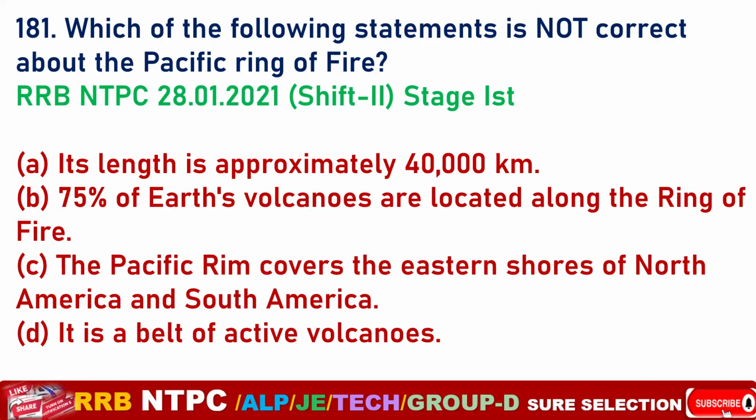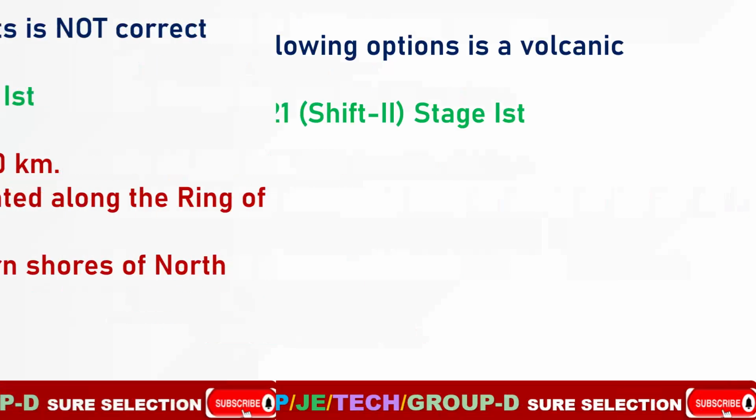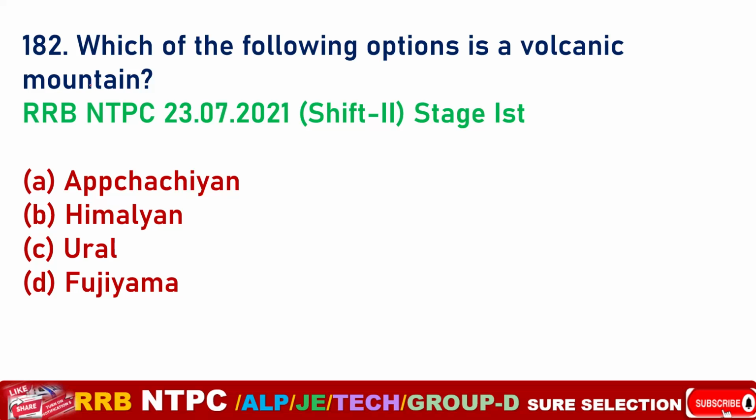Which of the following statements is not correct about the Pacific Ring of Fire? Not correct. So this is a wrong statement, and all others are correct. Which of the following options is a volcanic mountain? Fujiyama is the volcanic mountain. It is located in Japan.